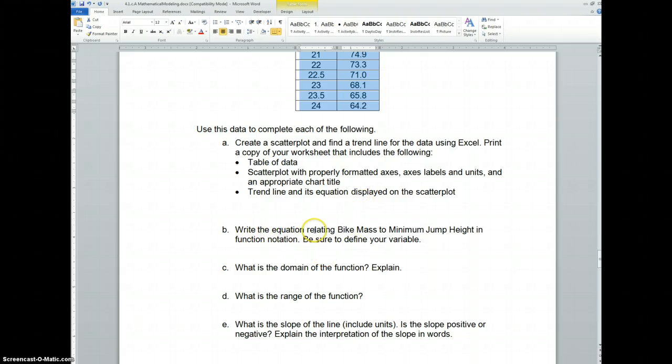So it says write the equation relating bike mass to minimum jump height in function notation. So define your variable. This was the original equation.